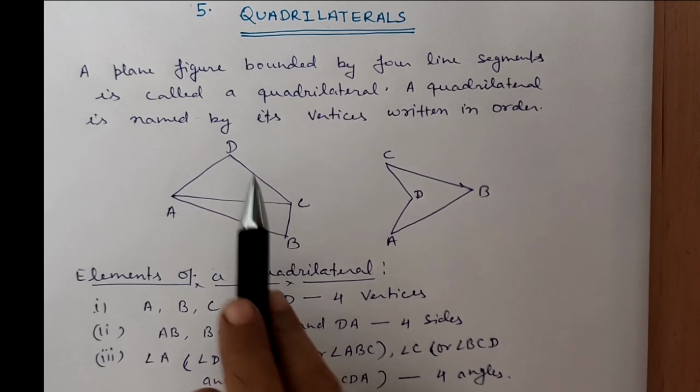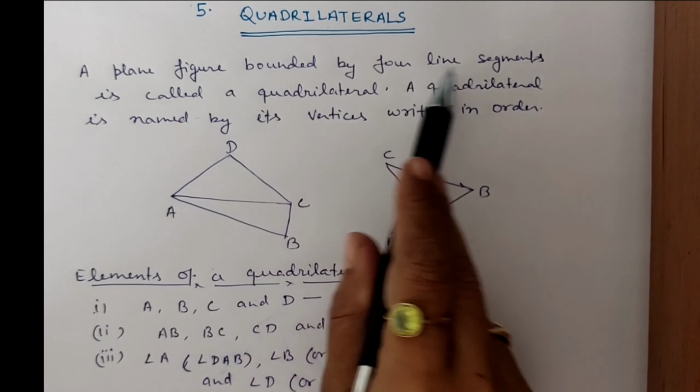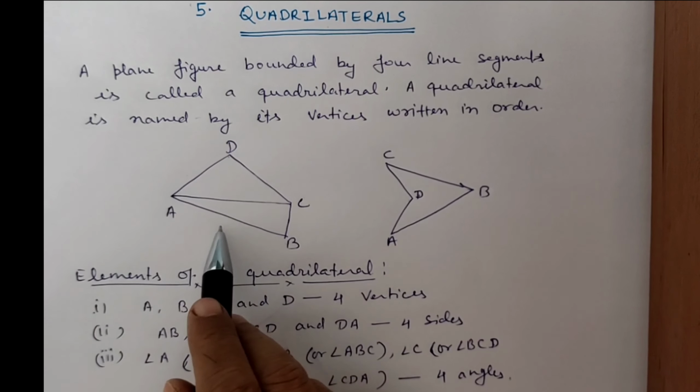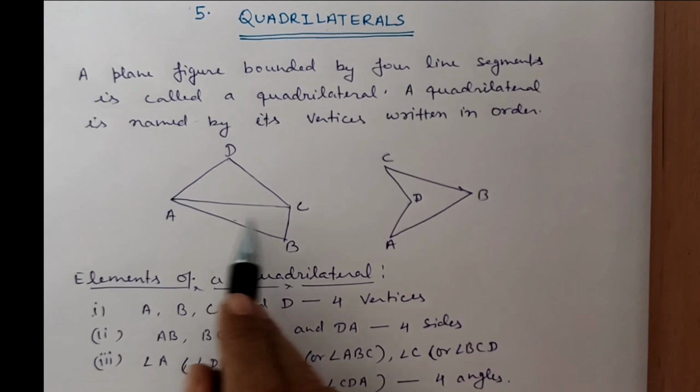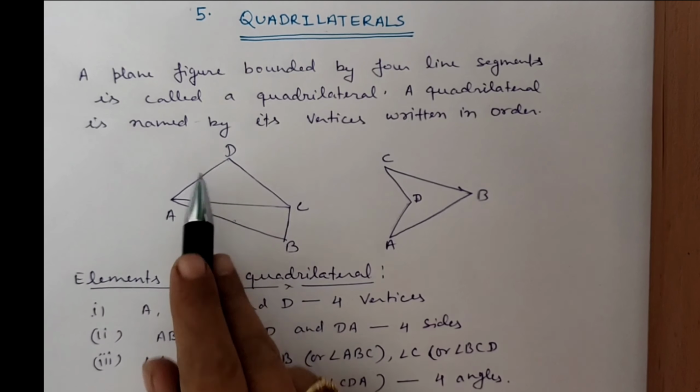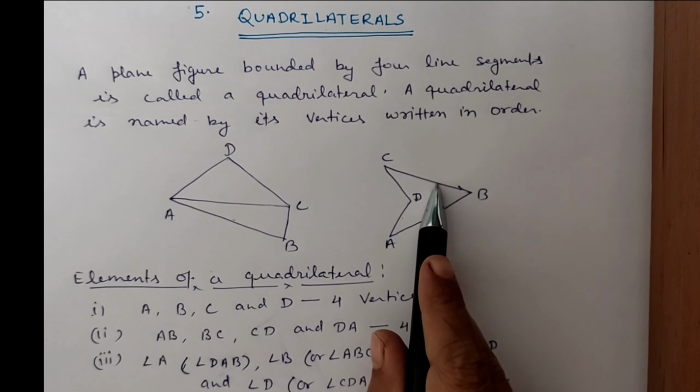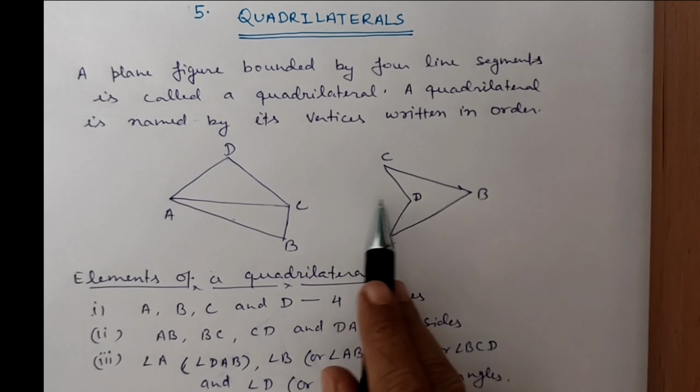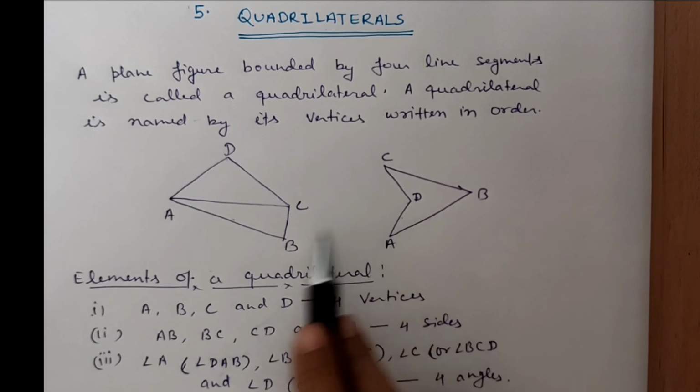So quadrilateral means what? Any plane figure bounded by 4 line segments. You can see here 4 line segments are there: 1, 2, 3 and 4. So these are known as quadrilaterals.